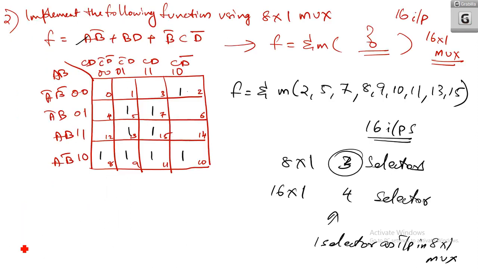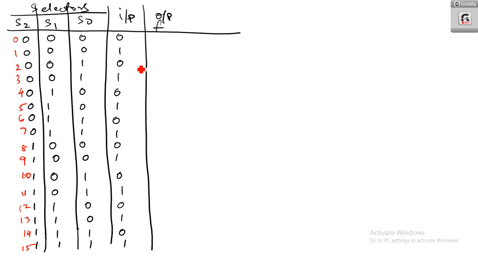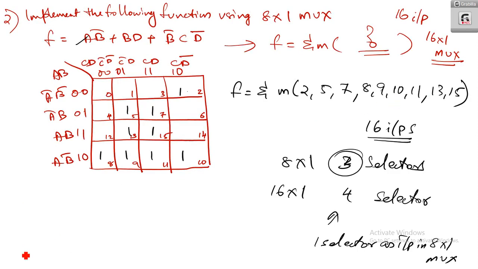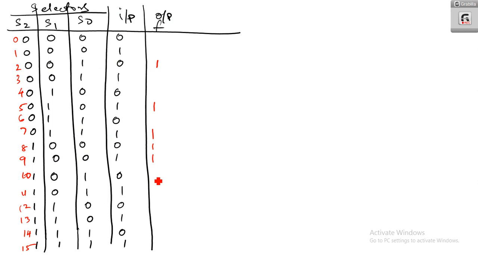So you should have what? The function is 1 for 2, 5, 7, 8, 9, 10, 11, 13, 15. All others are 0.